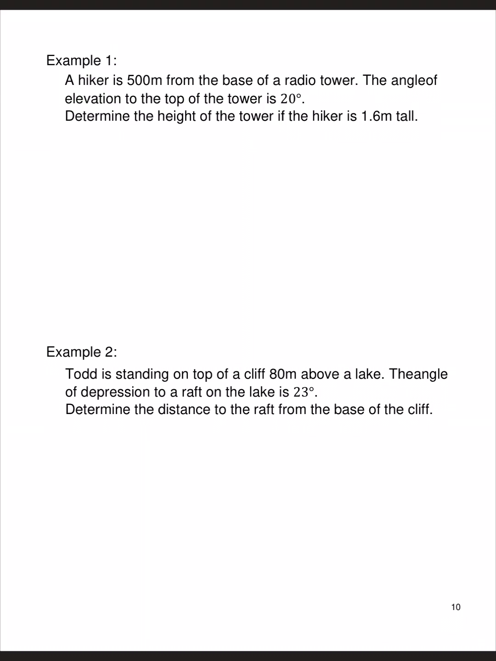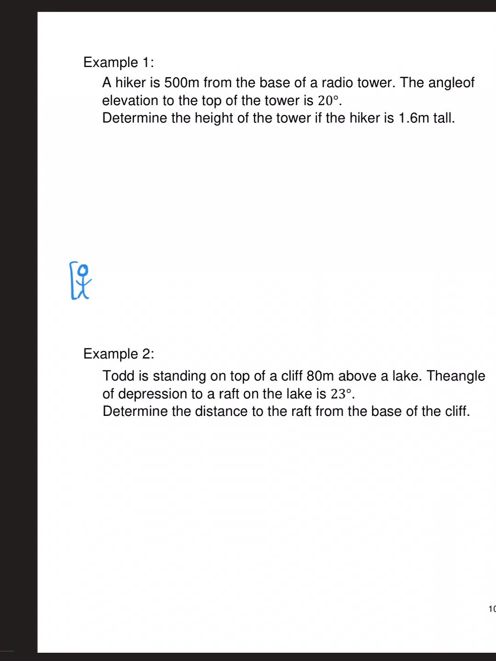Okay, the first one says, a hiker is 500 meters from the base of a radio tower. The angle of elevation to the top of the tower is 20 degrees. Determine the height of the tower if the hiker is 1.6 meters tall. So let's start by drawing a little picture of this. So we have a hiker. This hiker is 1.6 meters tall. It says the hiker is 500 meters from the base of a tower. So we have some tower here. Okay, and there's 500 meters between them.